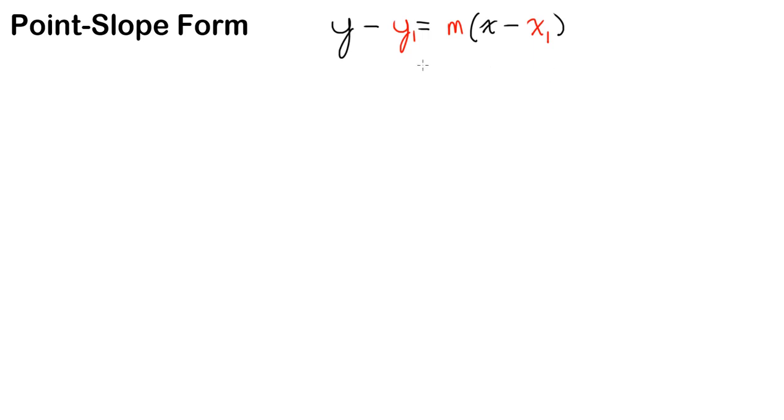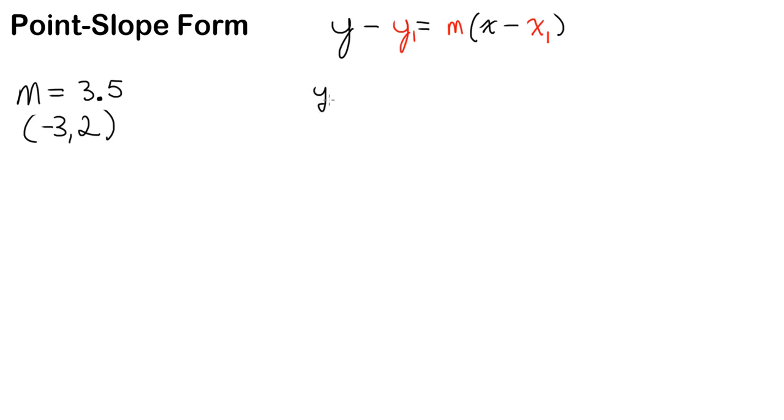And notice that y1, m, and x1 are red, and that is because those are the three pieces of information that we are going to plug in to create this equation. M represents the slope, x1 is the x value from our point, and y1 is the y value from our point. Looking at our first example here, we see the slope is 3.5 and negative 3 comma 2 is a point on the line. So let's go ahead and write our linear equation in point-slope form.